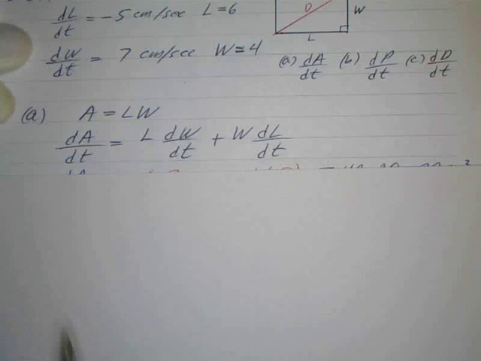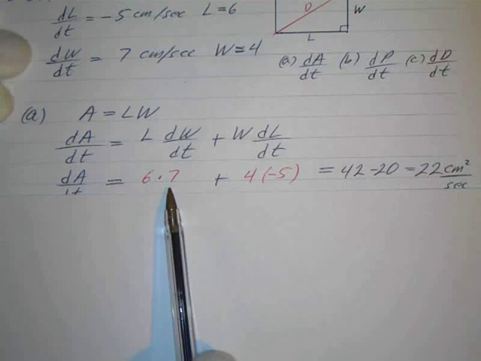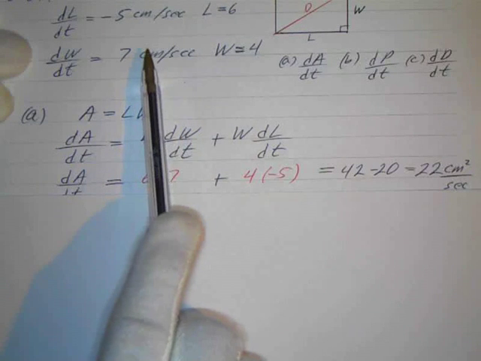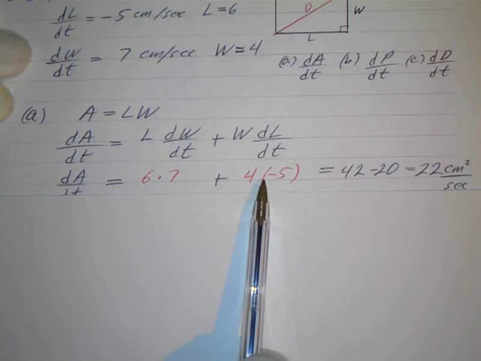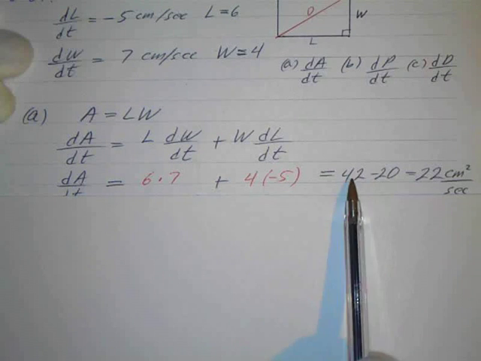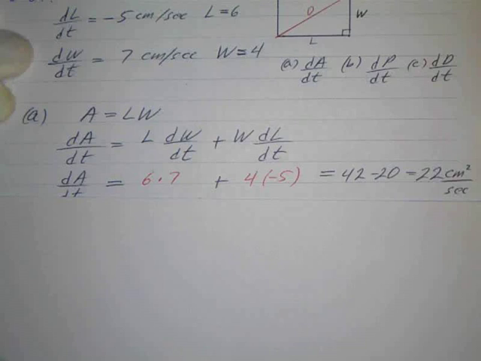So L is 6 and dW/dt is 7, and W is 4 and dL/dt is negative 5. 6 times 7 is 42. 4 times negative 5 is negative 20. 42 minus 20 is 22, so it's 22. And since it's area, it's going to be centimeters squared per second.